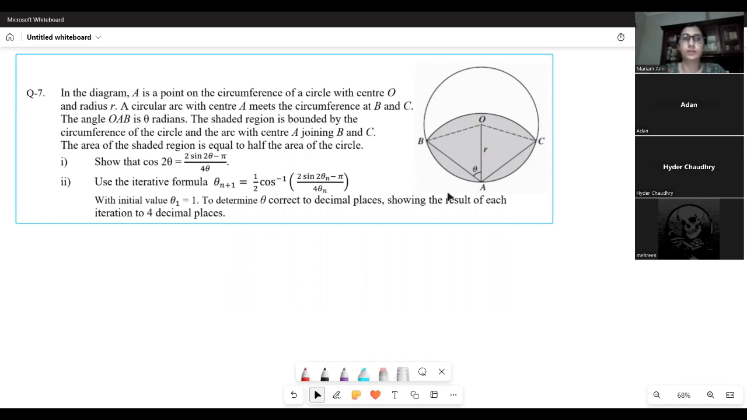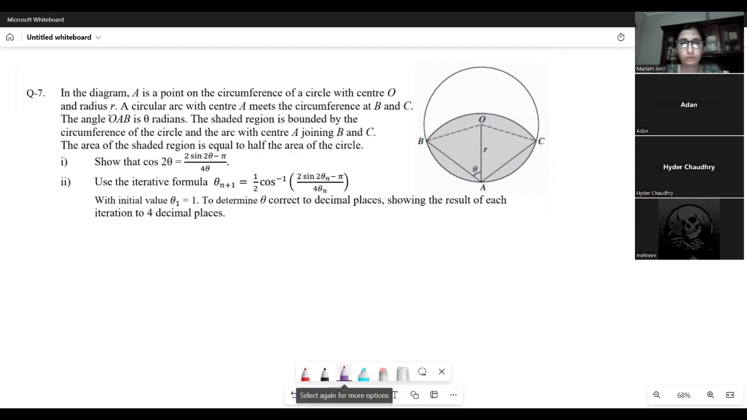With center O and radius R, a circular arc with center A meets the circumference at B and C. The angle OAB is theta radians. The shaded region is bounded by the circumference of the circle and the arc with center A joining B and C. The area of the shaded region is half the area of the circle.